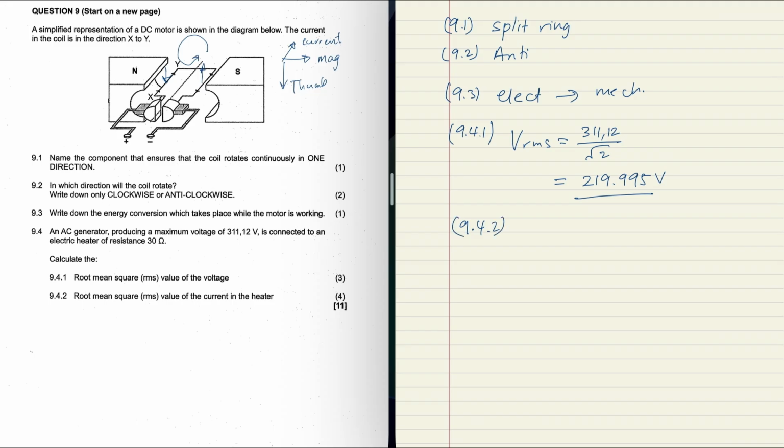Question 9.4.2. Calculate the RMS current. Now, since we know the resistance and we know the voltage, we can say that I RMS is going to equal V RMS divided by R. So 219.995 divided by the resistance 30, and that's going to give us 7.33 amperes.